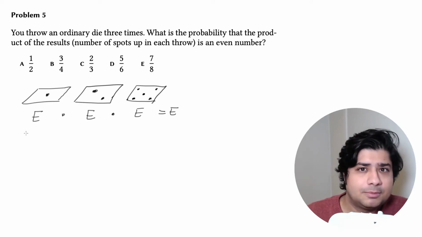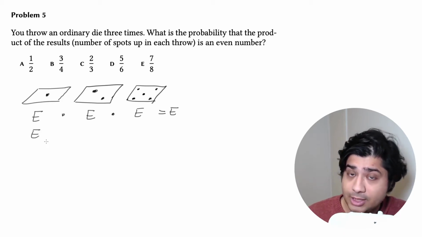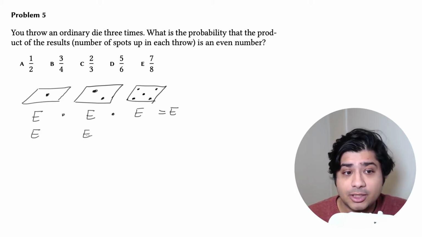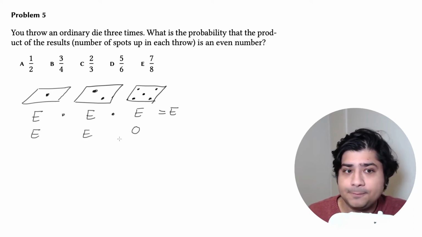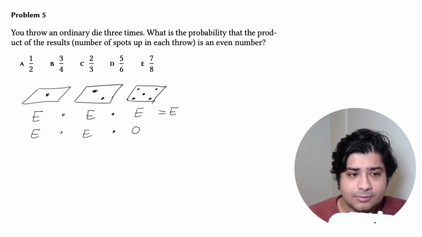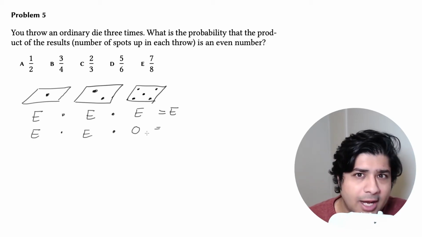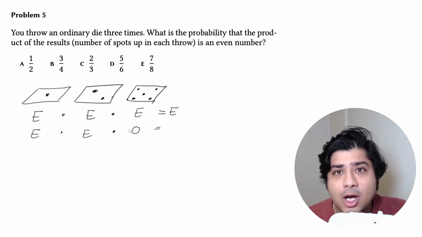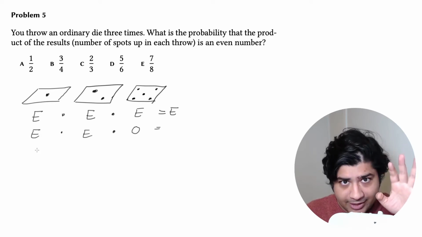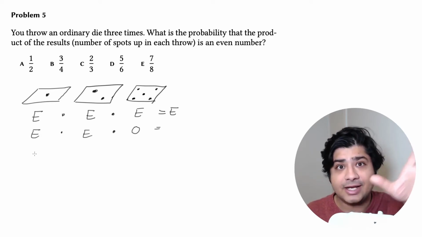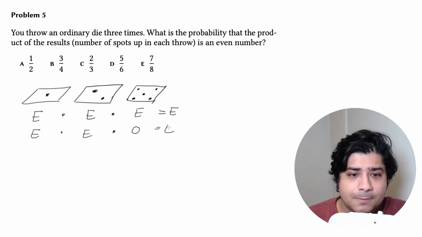Now, what's the other possibility that could happen? Well, you can still go with an even number on the first one. You can still go with an even number on the second one. But maybe the last one you rolled an odd number. In that case, if you were multiplying this out, this would also be an even number. Why? Well, because you only have one odd number, and as long as you have one even number, there is a factor of 2 right there, right? And any number that has a factor of 2 is by definition an even number. So this one is also an even number.